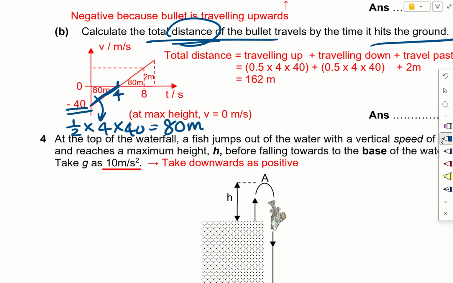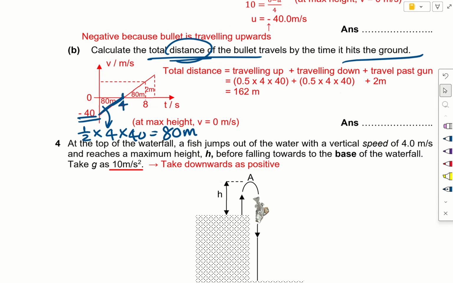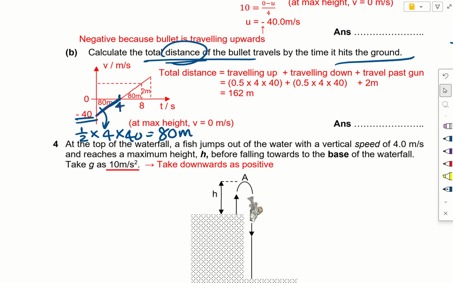And once the bullet is up there, it will then be subjected to a downward motion due to gravitational acceleration. So it will now be traveling downwards, and we say that downward motion is positive, so it will continue like that with the same gradient of 10 meter per second square, because the gravitational acceleration remains the same.